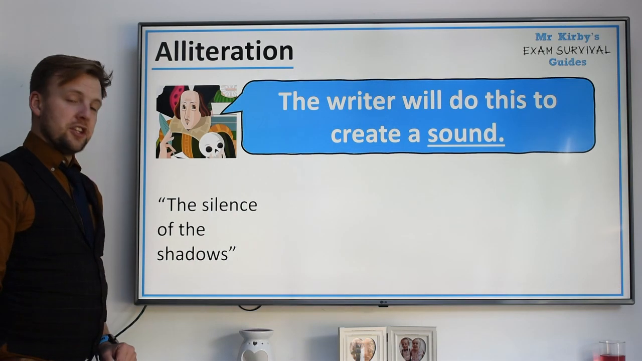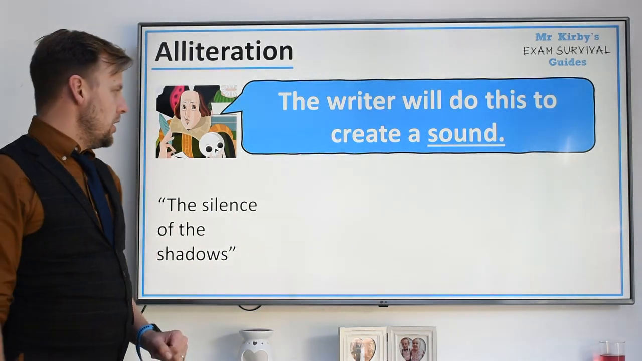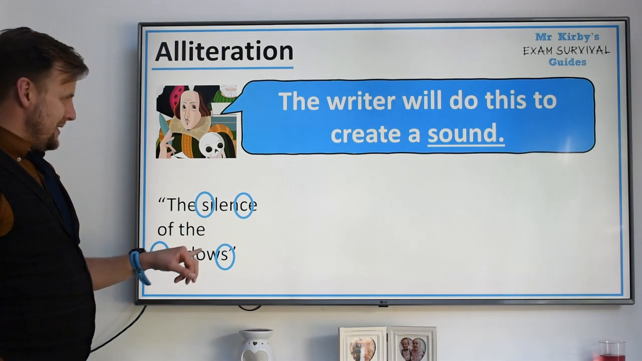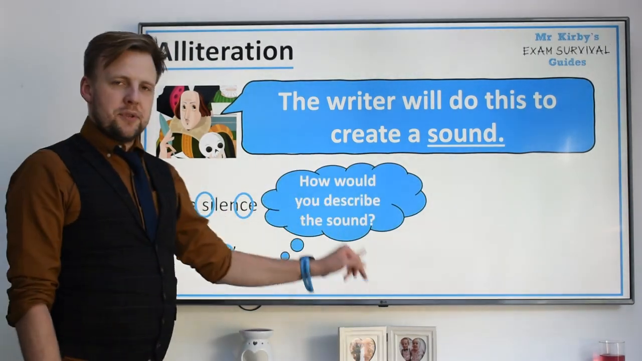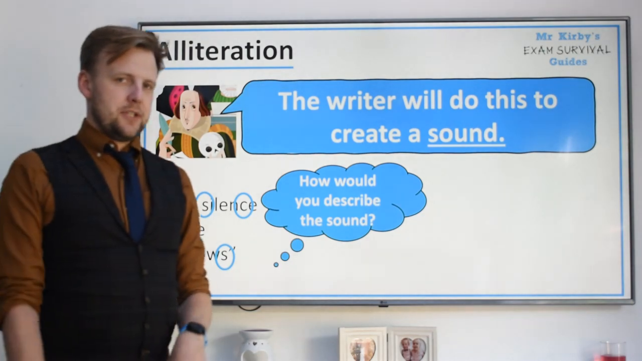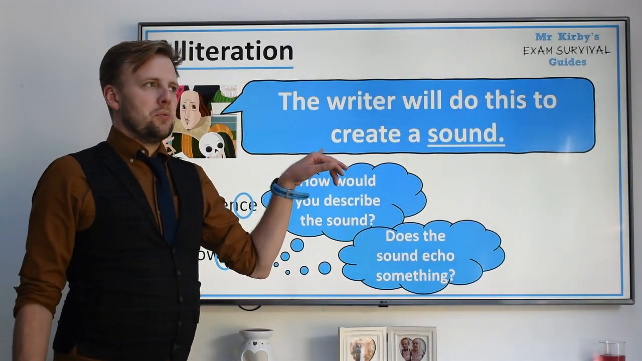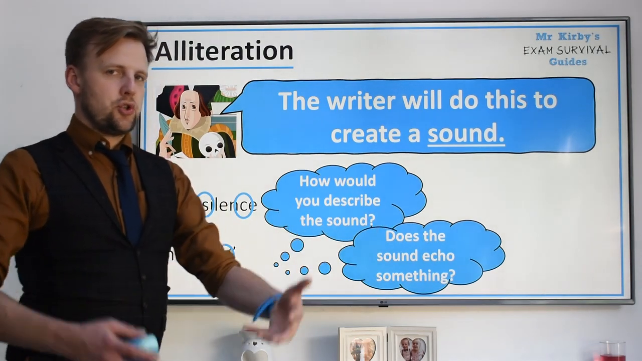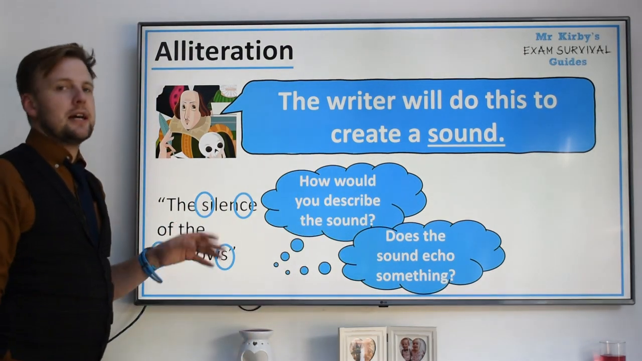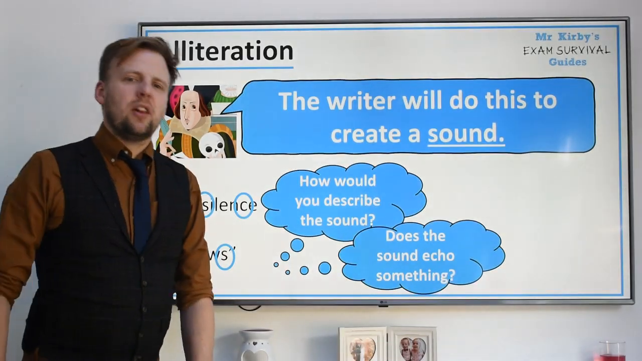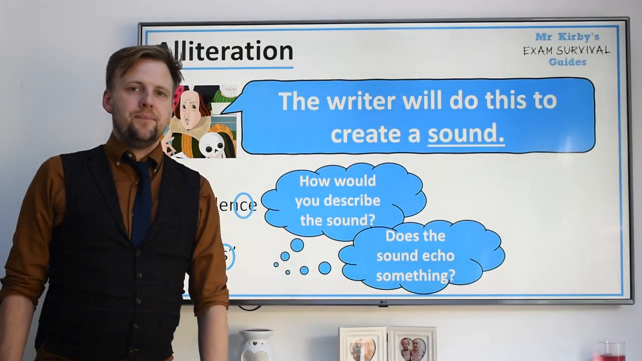So if you go for this one, the silence of the shadows, well, we are finding our sibilants. Then, how would you describe the sound? There's 2 ways you can describe the sound, okay? Number 1, you can either talk about the sound itself. Is it long, is it short, is it drawn out? So this S sound is a long, soft, unpleasant sound. We don't like to hear S, yeah?